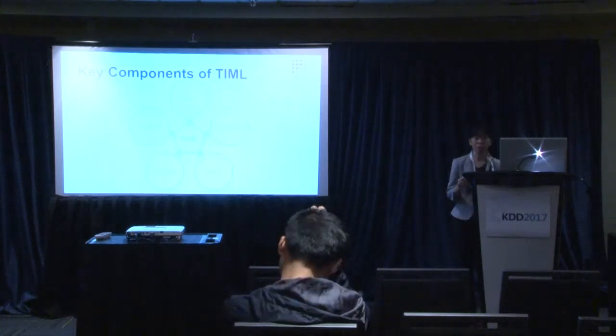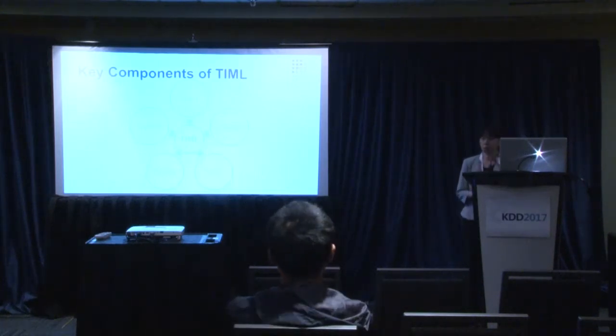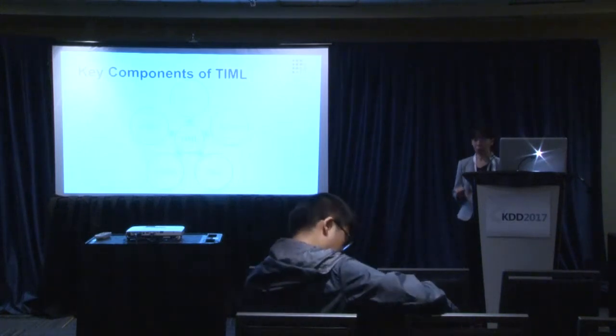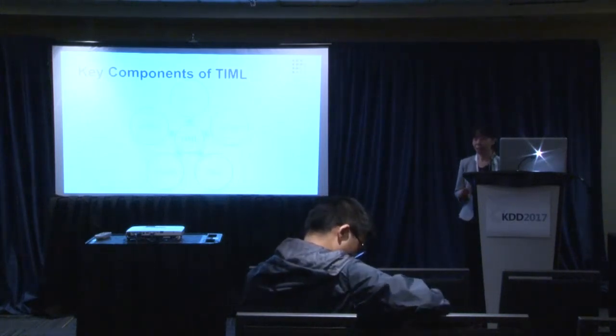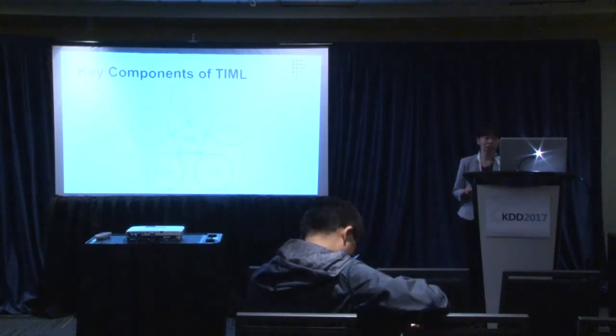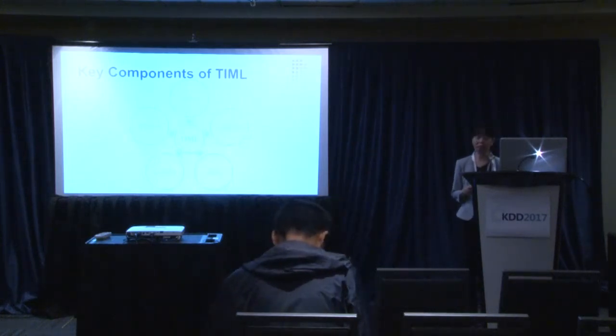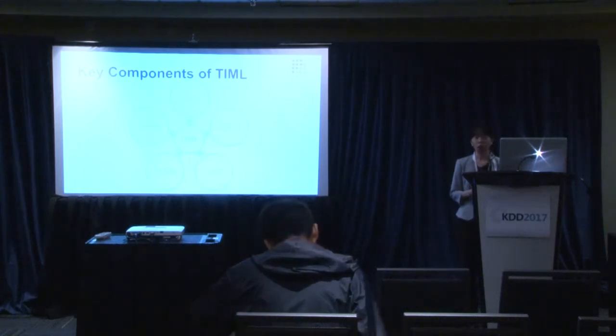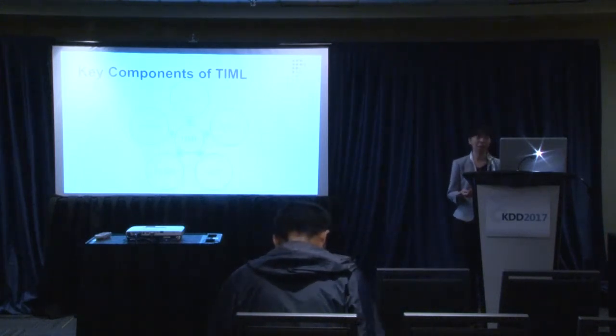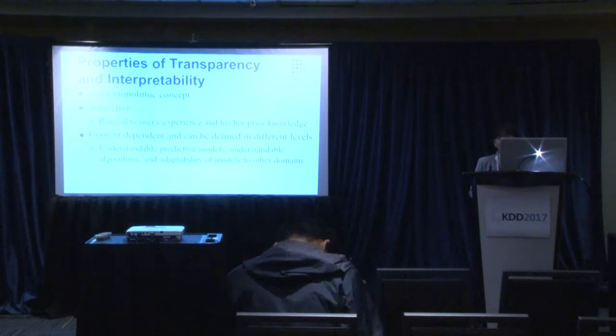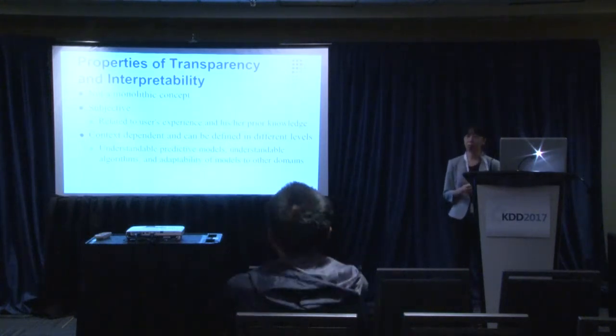Now let's proceed to the second part. We already know the reason why we need TML. But what is TML? How do we evaluate transparency and interpretability? And what kind of techniques can we use to achieve transparency and interpretability? And lastly, what kind of applications can or should we apply TML to? First, let's see the properties and the concepts of TML.